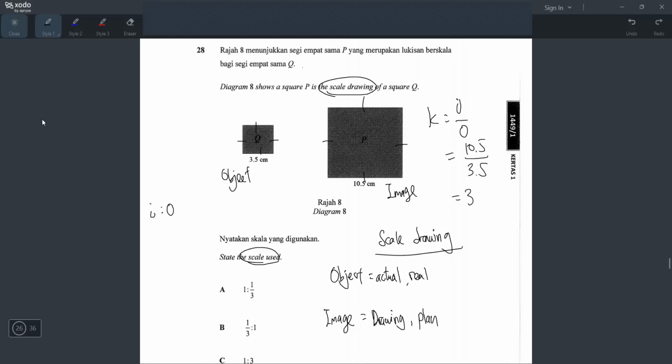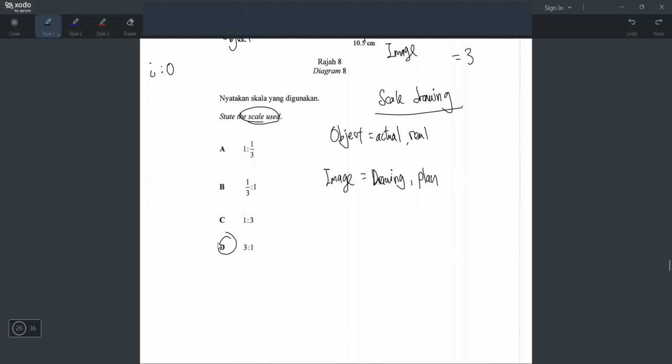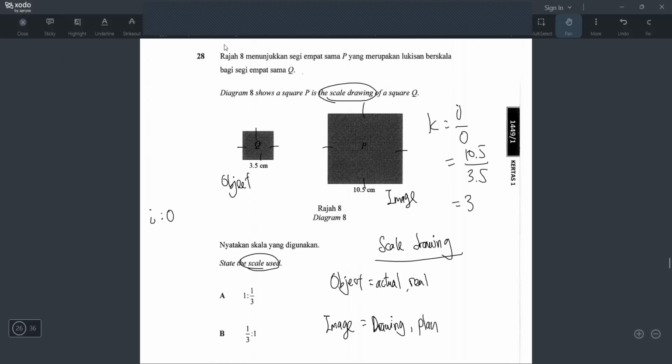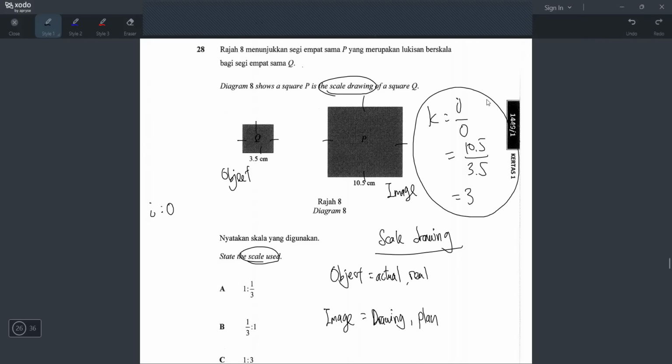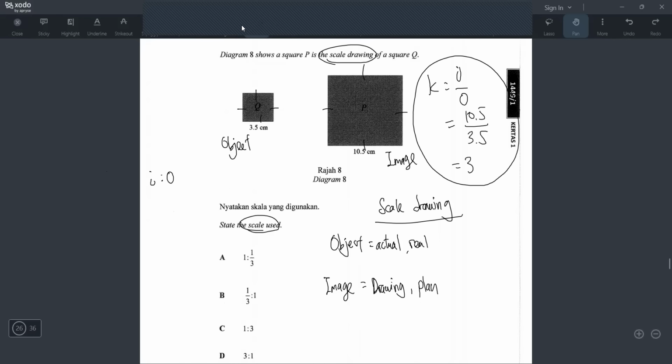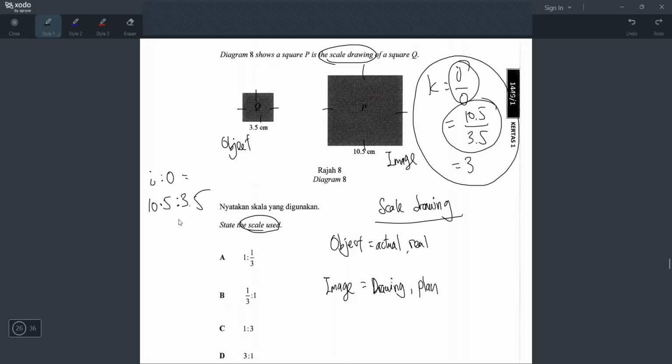But you need to know, a lot of students will go and circle D, or maybe they circle C. Like, hey, hello, wrong, bro. You do it like that, you are wrong. Let me tell you. A lot of students get confused because they learn in Form 5, right? In Form 5, this is how you do it. But the answer is not C and D. Let me explain. Because when we find scale drawing, the scale has to always be one ratio. For example, image ratio object is the same as image divide object, so you get 10.5 ratio 3.5, which is the same as what I write here. But when I press this, I get 3, right? It means this is 3 ratio 1. Do you understand?